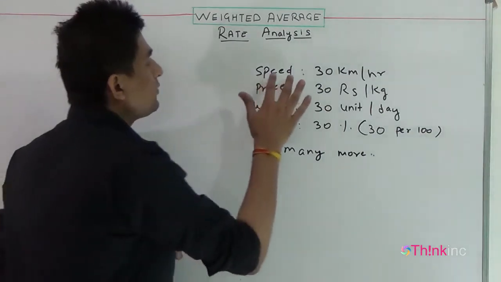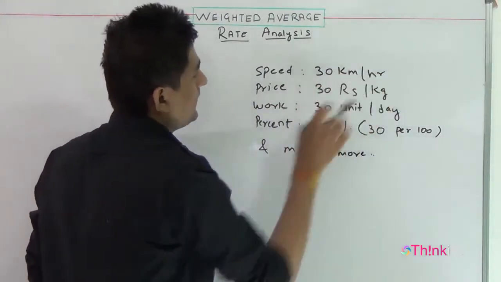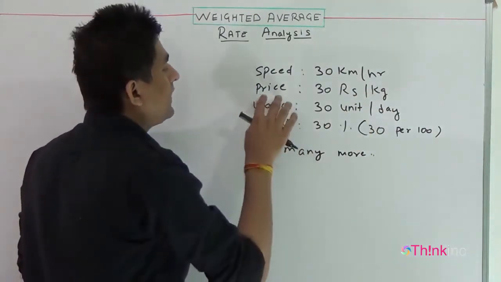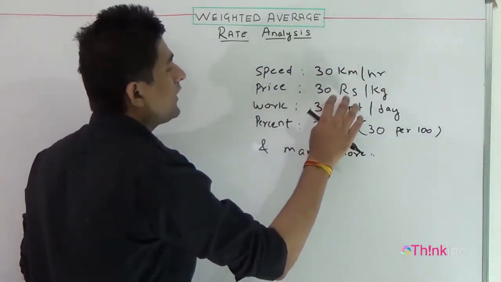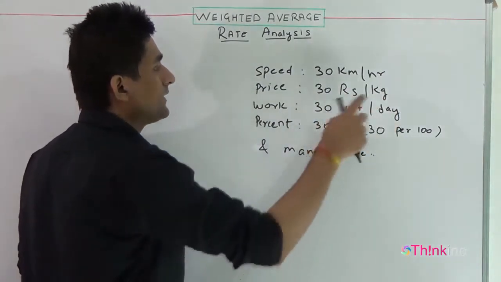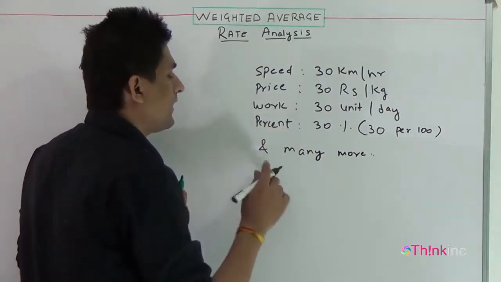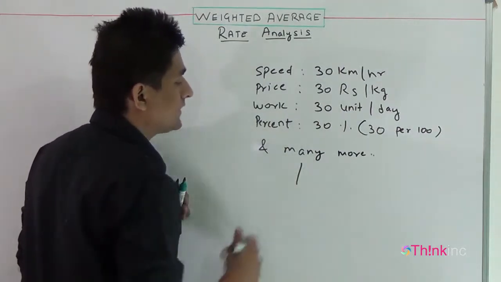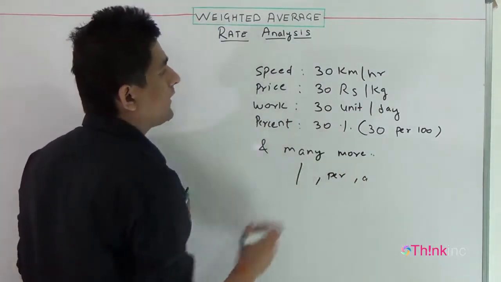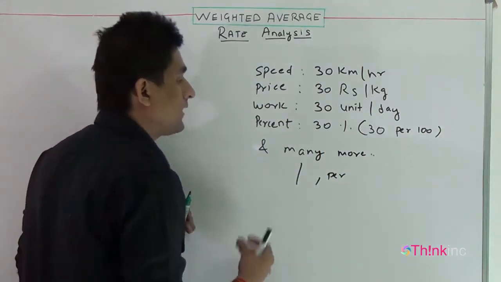Like here, speed is a form of rate, because two dimensions, kilometer and hour, are related with each other. That means 30 kilometer in an hour. Similarly, price is also a form of rate quantity because two different dimensions, rupees and kg, are related with this sign per. Similarly, work and percentages can be said to be forms of rate quantity. In a generalized way, if some quantity has this sign, or uses the word per, like 30 kilometer per hour, I can say it represents a rate quantity.